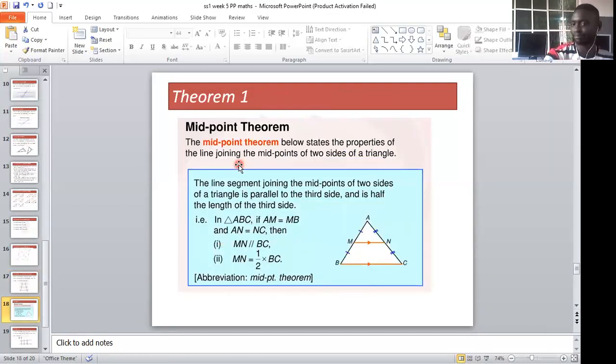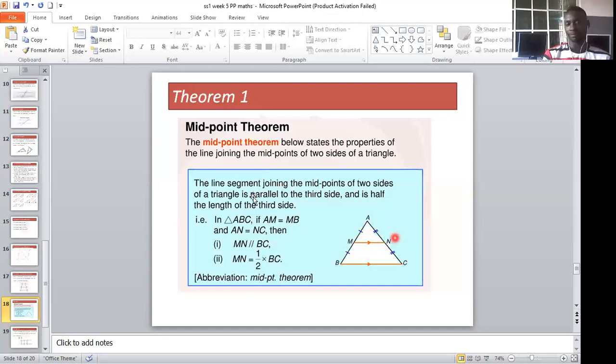This is a transversal line, and this is a parallel line, MN, and BC. A triangle with lines AB and AC. MN is a parallel line, and MN is parallel to BC. So the midpoint theorem states the properties of the line joining the midpoints of two sides of a triangle. It's under intercept. You can see the points between these two lines, we're considering AM and BM, also AN and CN.